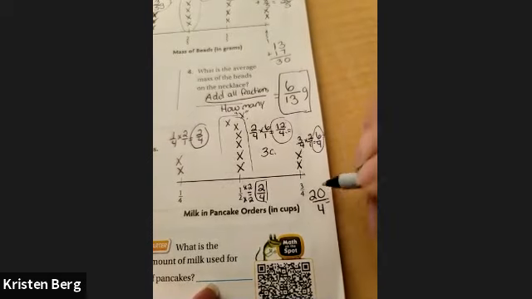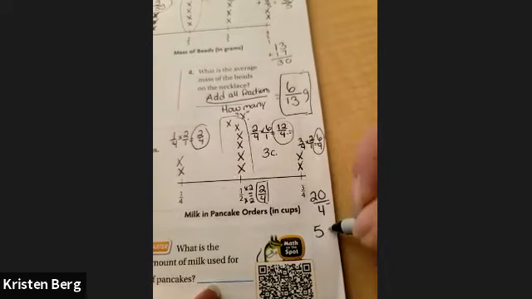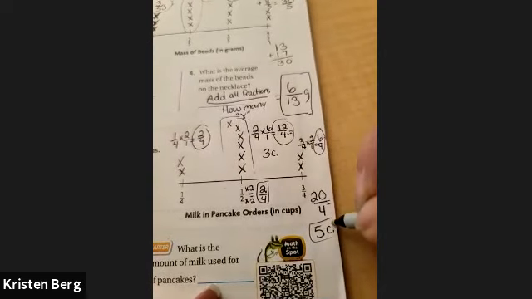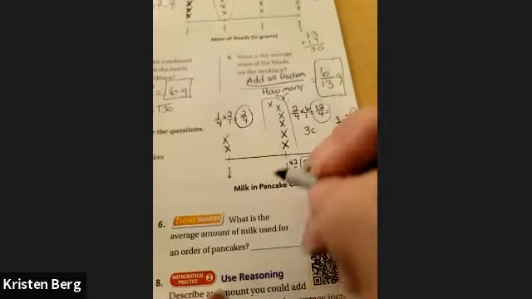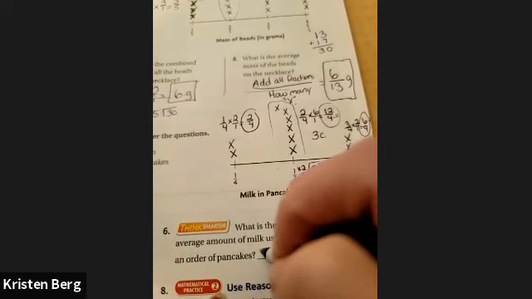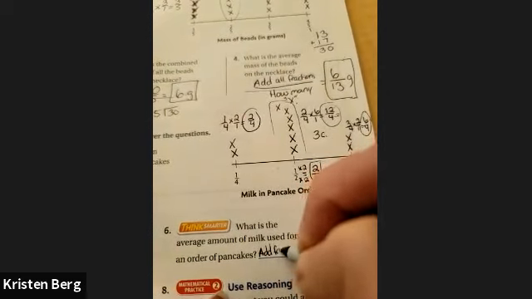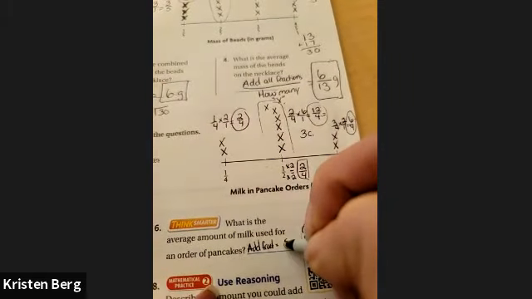Now we got to go ahead and divide that out. How many 4s go into 20? That would be 5 whole cups. So that is when you add up all of them, it comes out to be 5 cups. Now remember, the average is add up all the fractions. So we did. That comes out to be 5 cups.